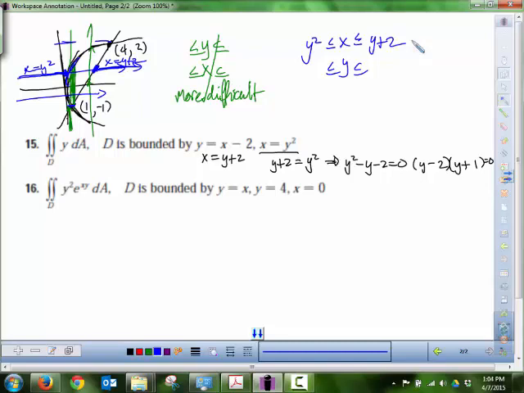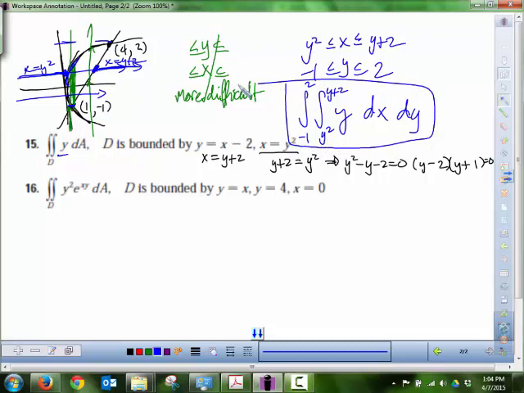What are the limits for y? Constants. Negative 1 to 2. Okay, you're all set. Or the integral is all set. So our integrand is just a function y, where we decided we were going to integrate with respect to x first, and our x limits are y squared to y plus 2, and then your y limits are constants going from negative 1 to 2. Okay?